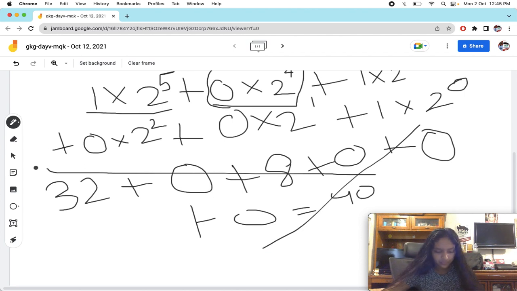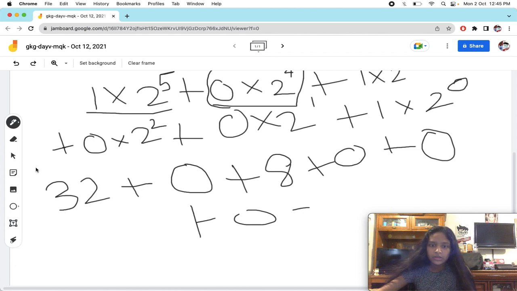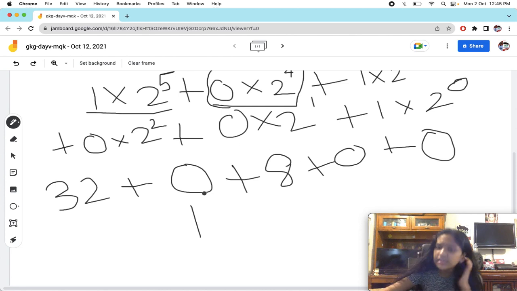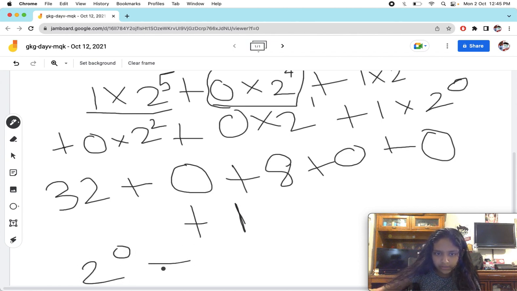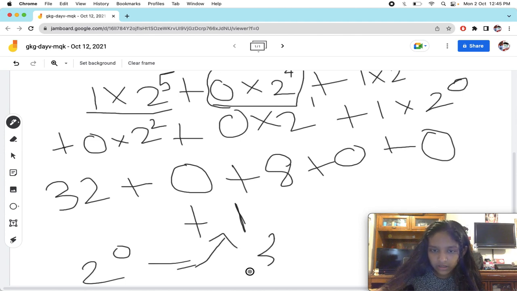Now, I'll tell you. Any number to the power 0, it can be any number: 3 to the power 0, 4 to the power 0, 5 to the power 0. Any number to the power 0 is equivalent to 1. It will always be equivalent to 1. So here 2 raised to the power 0 will be equal to 1. 3 raised to the power 0 will be equal to 1. So this is how it will be done. Any number raised to the power 0 will be equal to 1.